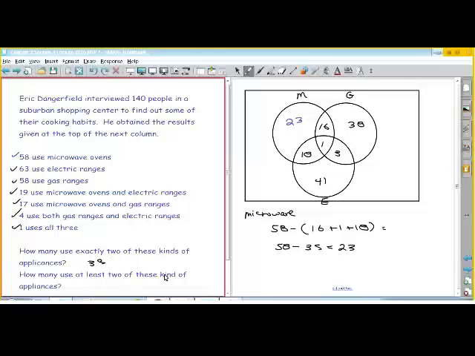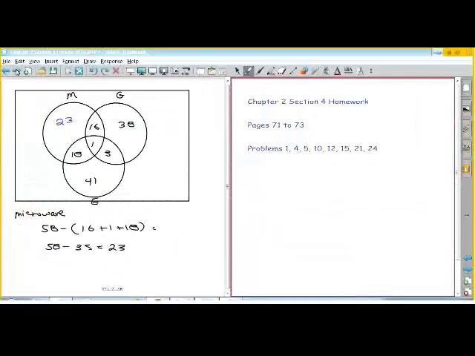It says how many use at least 2 of these kinds? That would be 40. Because at least means 2 or more, and so you add the case where you also use all 3. So there are some other questions that you couldn't have answered by just looking at the original data. That's the whole concept here.